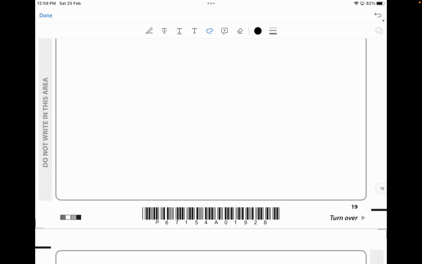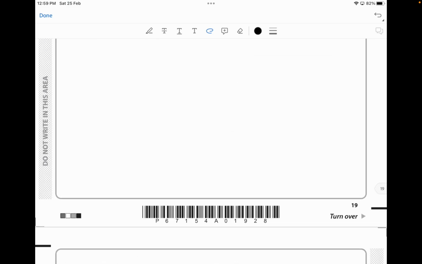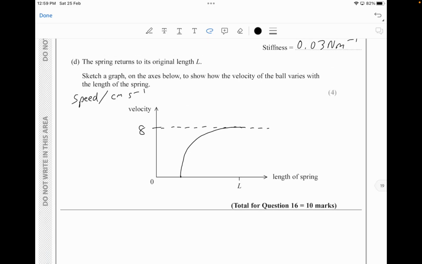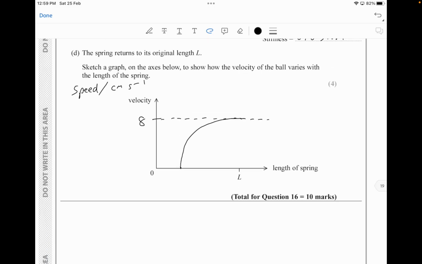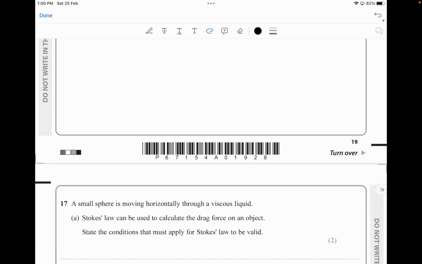For the graph, one mark is for the line initially having a decreasing positive gradient, and the line starts at a velocity of 0 and has a non-zero value of length. We can say the line levels off to a horizontal at the length of L, and the final velocity should be marked as 8.0 centimeters per second. This is something we have to understand here. Let's move on to the next question.